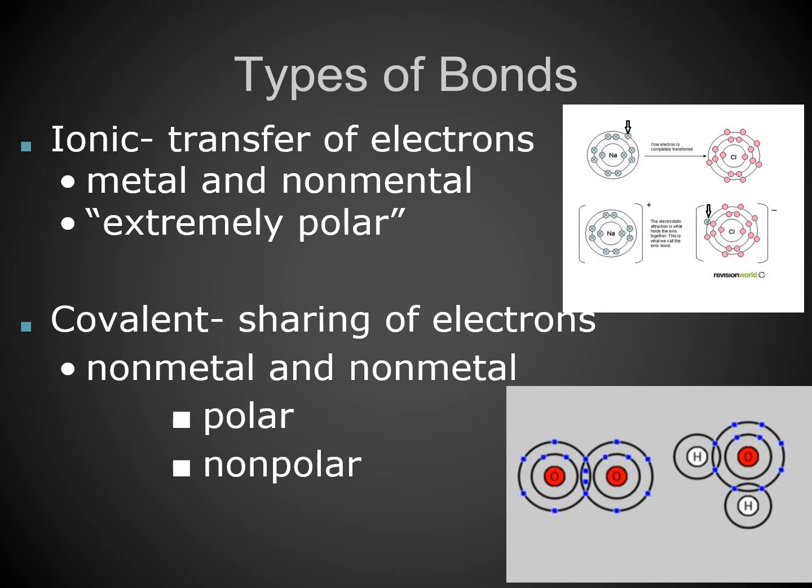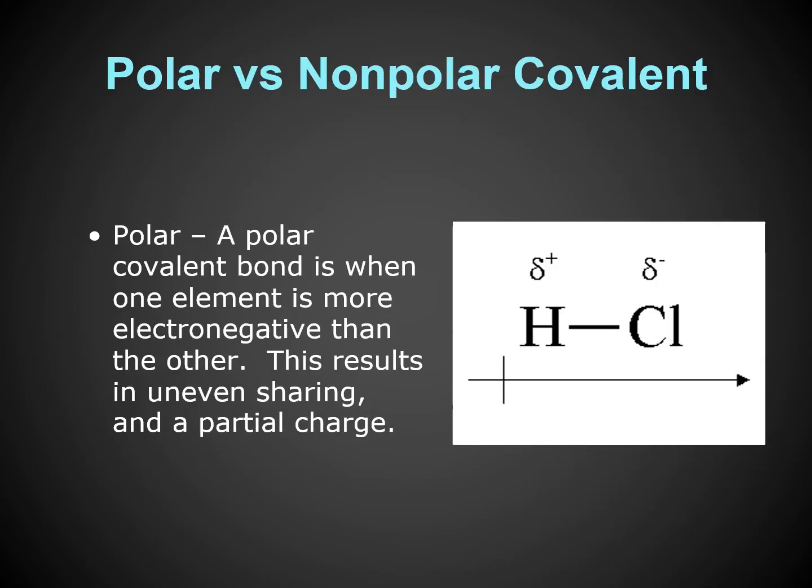You have ionic bonds, which involve the transfer of electrons. This happens between a metal and a non-metal, and it's generally extremely polar. Then you have covalent bonds. This is the sharing of electrons between two elements, and it's between a non-metal and another non-metal. These are polar and nonpolar.